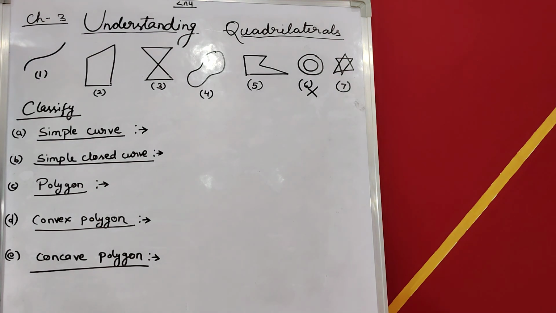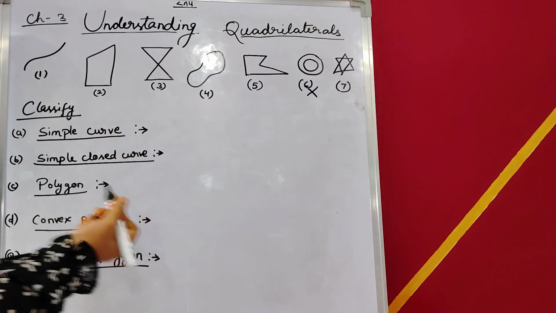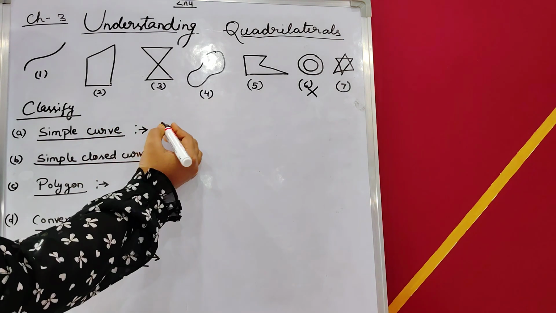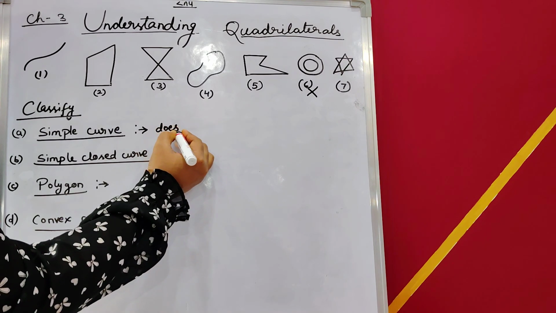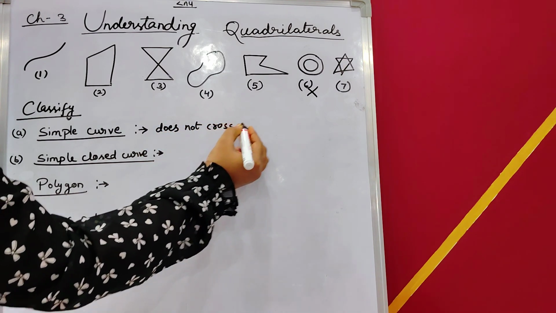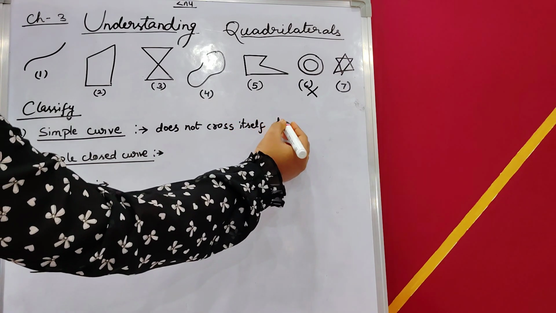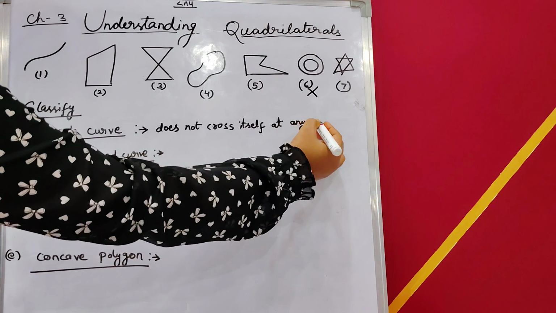But it is asking about the simple curve. So what is a simple curve? A simple curve means one which does not cross itself at any point. Simple curve is one which does not cross itself at any point.